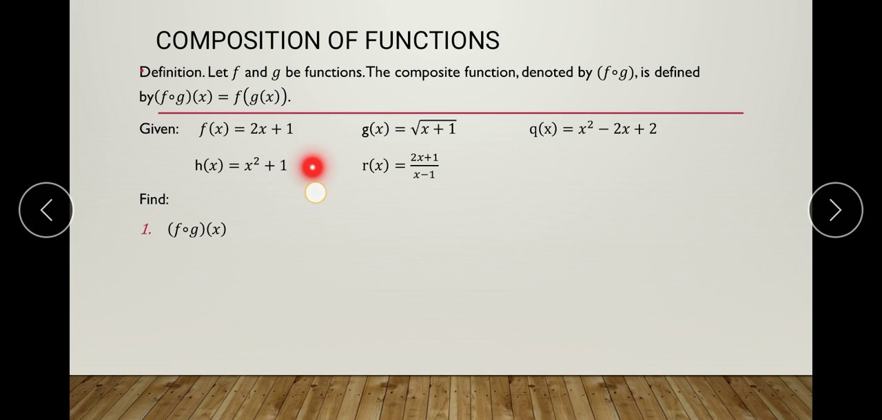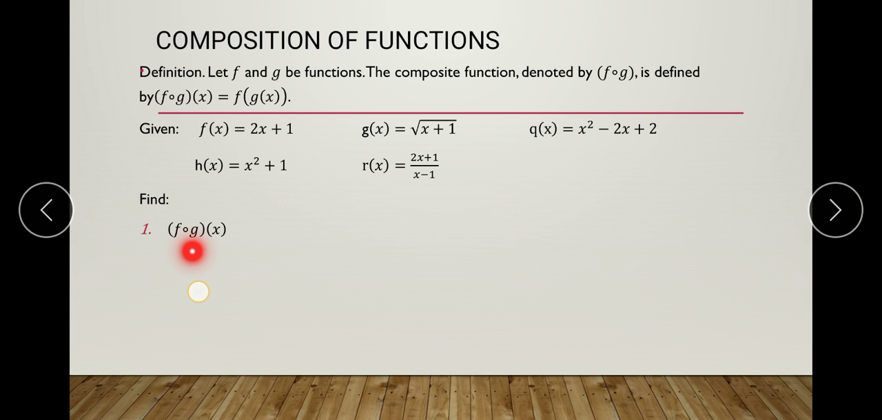Now, given the functions, we have here f of x, a linear function, because the highest exponent is 1. H of x, quadratic function, because the highest exponent is 2. G of x, square root function or radical function, because of the presence of the radical sign. R of x, which is an example of a rational function, because this is in the form of a fraction. Q of x, this is a quadratic function because it has an exponent of 2. Now first, we will be requested to find the f composite of g.